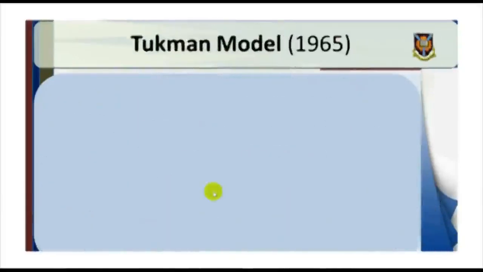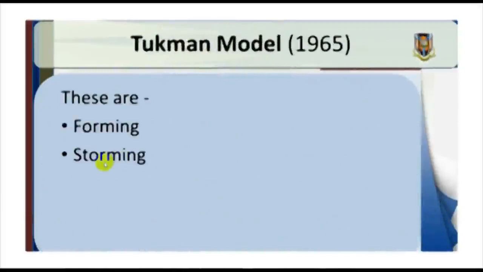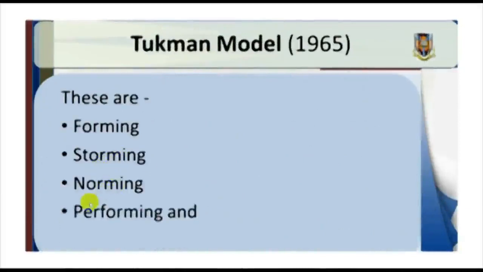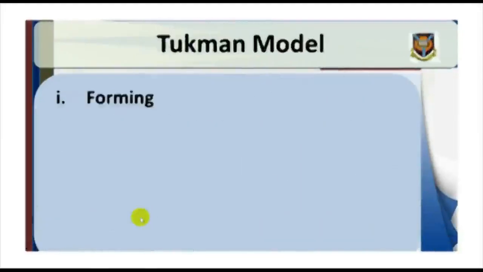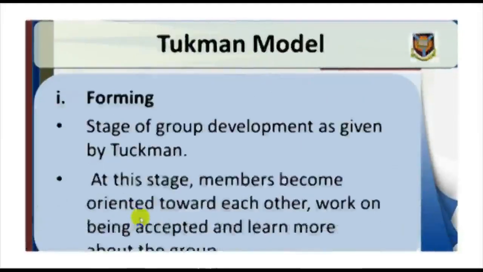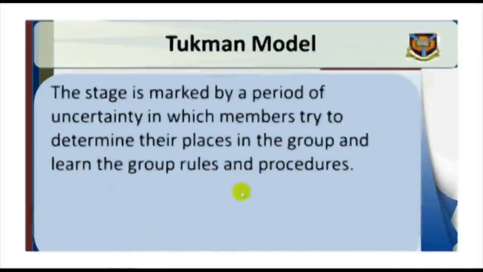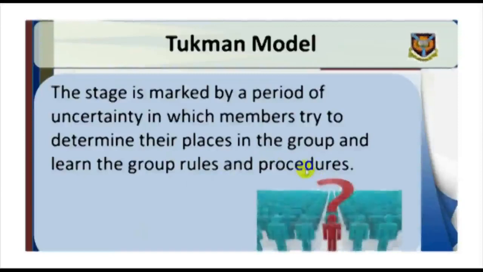1. Forming. This is the first stage of group development as given by Tuckman. At this stage, members become oriented towards each other, work on being accepted, and learn more about the group. This stage is marked by a period of uncertainty in which members try to determine their places in the group and learn the group rules and procedures.